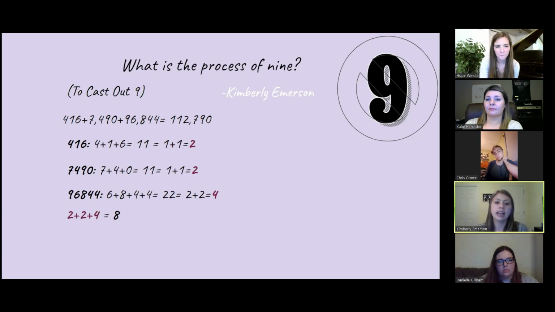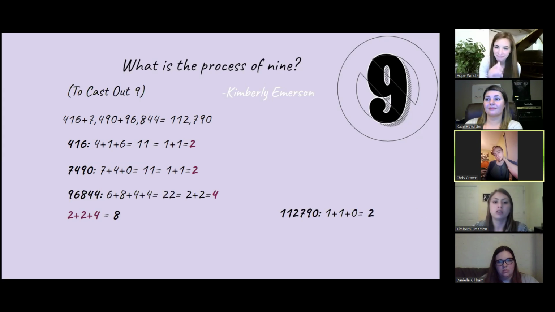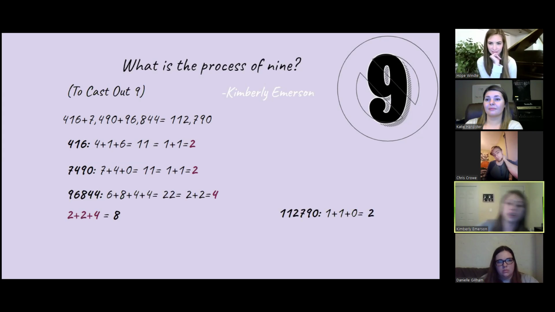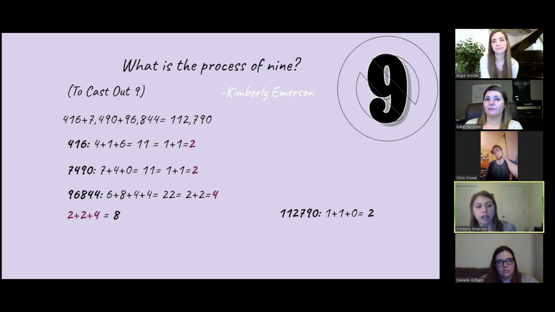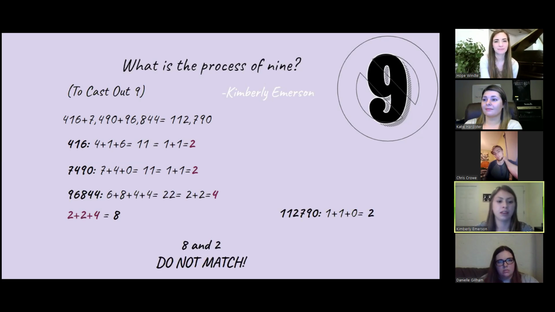which equals 8. And now we're going to do the opposite side of the equal sign to see if it matches. So we have 112,790. When I look at this, I can see 2 plus 7 will equal 9, so we'll mark off 2 and 7, and then 9 and 7, which leaves us with 1 plus 0 equals 2. And as you can see, 8 and 2 do not match. So that did not work for this problem.